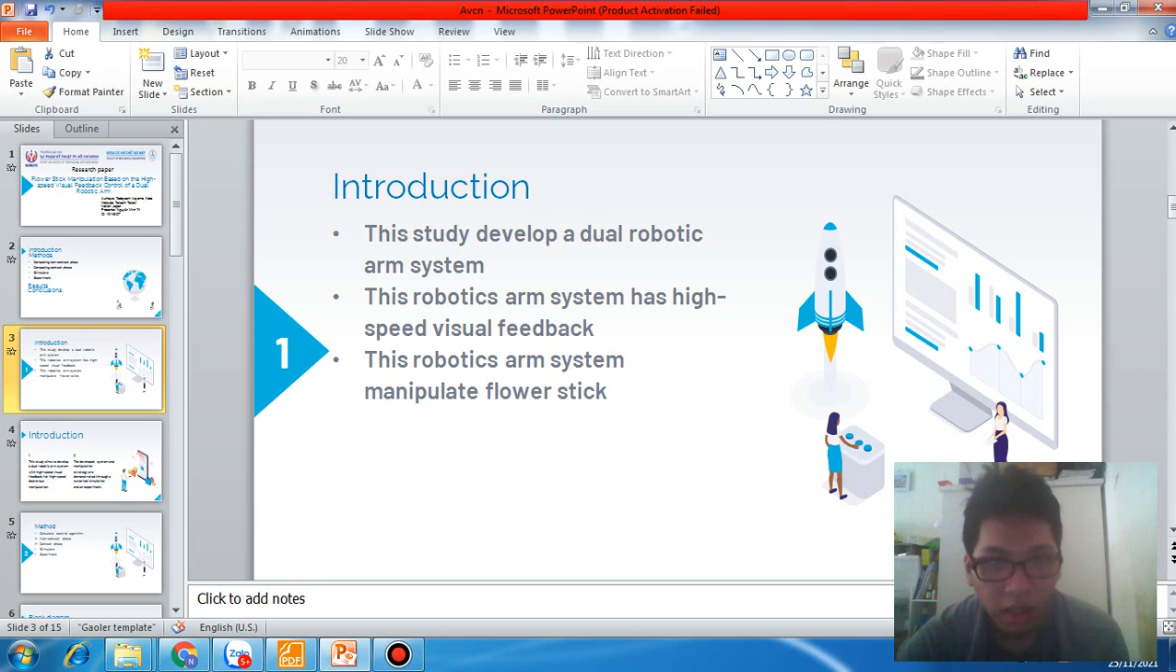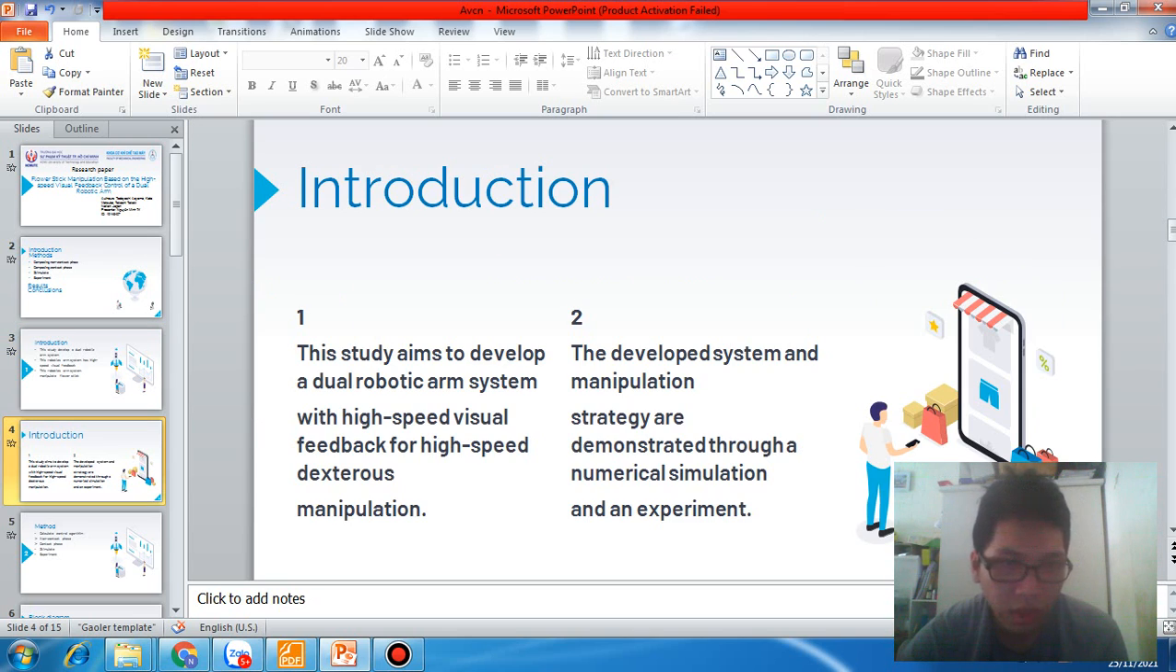This study developed a dual robotic arm system. This robotic arm system has high-speed visual feedback. This robotic arm system manipulates a flower stick. This study aims to develop a dual robotic arm system with high-speed visual feedback for high-dexterity manipulation. The developed system and manipulation strategy are demonstrated through a numerical simulation and an experiment.